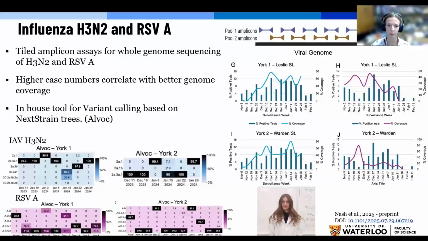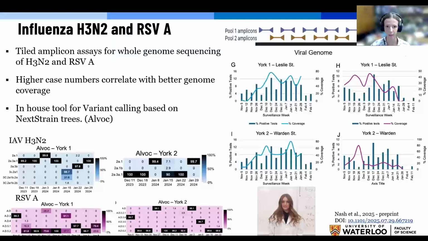The mutation frequencies over the genome can also be deconvoluted using variant calling tools. The bottom left of the screen shows the variants predicted to explain the mutation diversity by our in-house variant calling tool, alvoc. On each of the 4 plots, the subtypes of H3N2 or RSVA are on the y-axis, and the sampling date is on the x-axis. The heat map percentages represent the percent of each sample made up of each subtype.